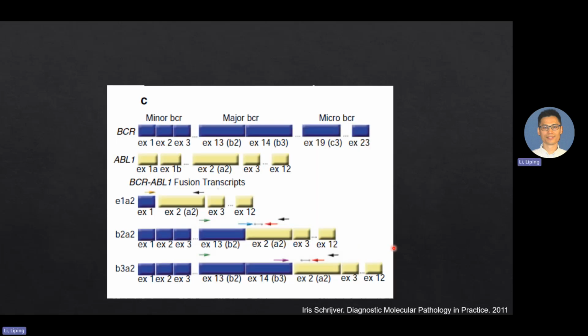So this is a diagram to show how the BCR gene and ABL gene fuse. We can see this exon 13, exon 14. These 2 mean that it is the major, big M BCR. And then we see this exon 1, that is the small m BCR fusion with ABL1.